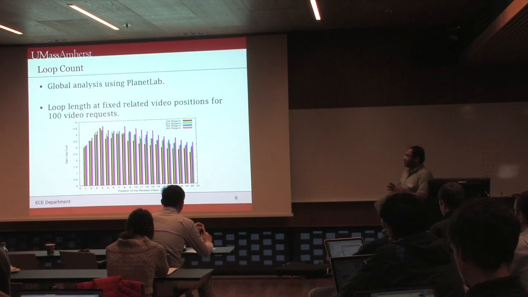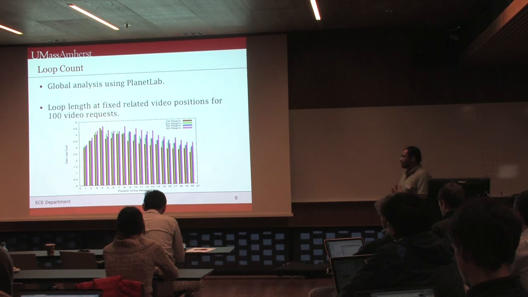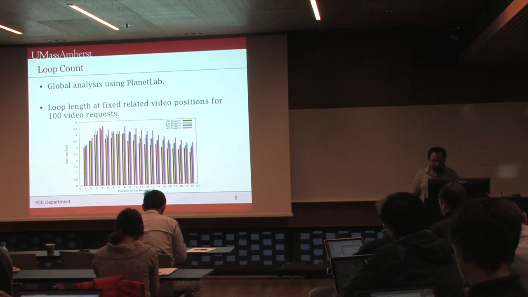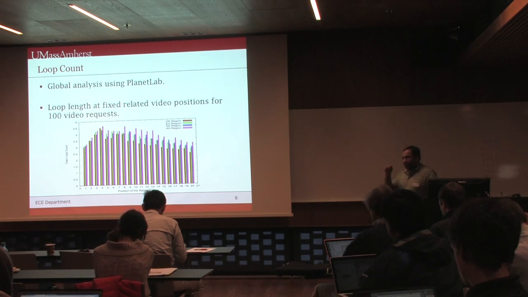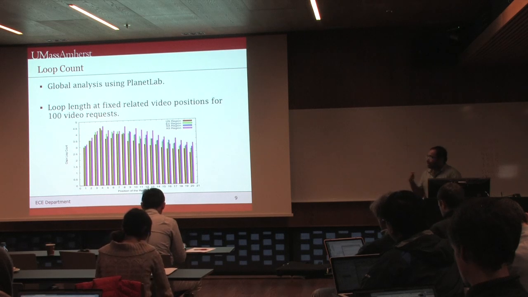To understand if this happens on a global basis, we did a loop count analysis using PlanetLab. If you attended my NOSDAV talk, you would probably know that I like PlanetLab. So I again used the global PlanetLab nodes, divided into four regions: US, Europe, Asia, and South America, and calculated two loop counts: how the loop count changes if you keep clicking the same related video position, and how it changes if you click randomly.